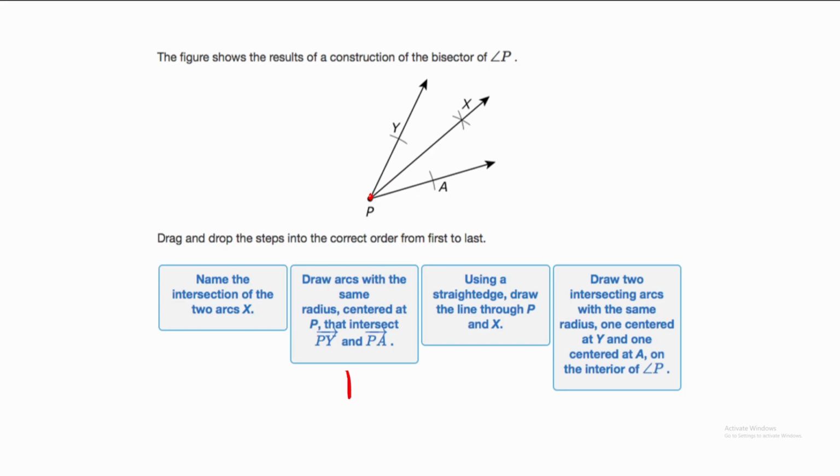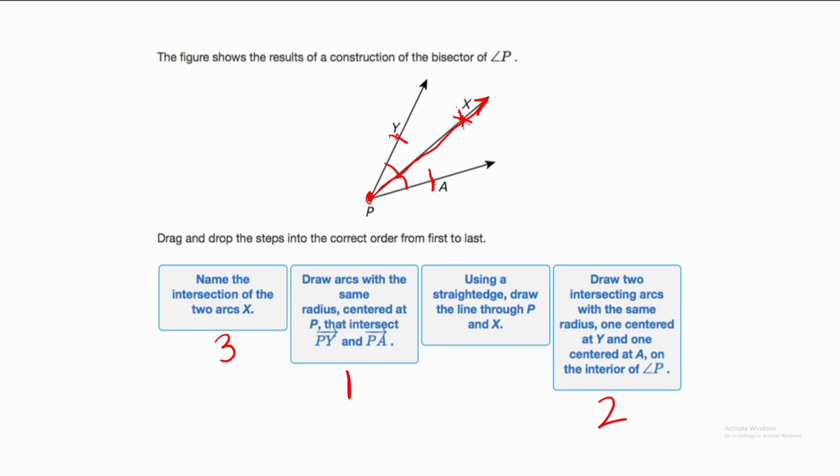We want to put our compass centered at P, draw one arc, draw two arcs. That's step one. And then we go to our last step here. We use this as a center, create an arc. Use this as a center, create an arc. And what happens? That creates point X. So we name the intersection of the two arcs X. That's step three. And our last step is to draw our bisector or angle bisector, which cuts these two angles in half.